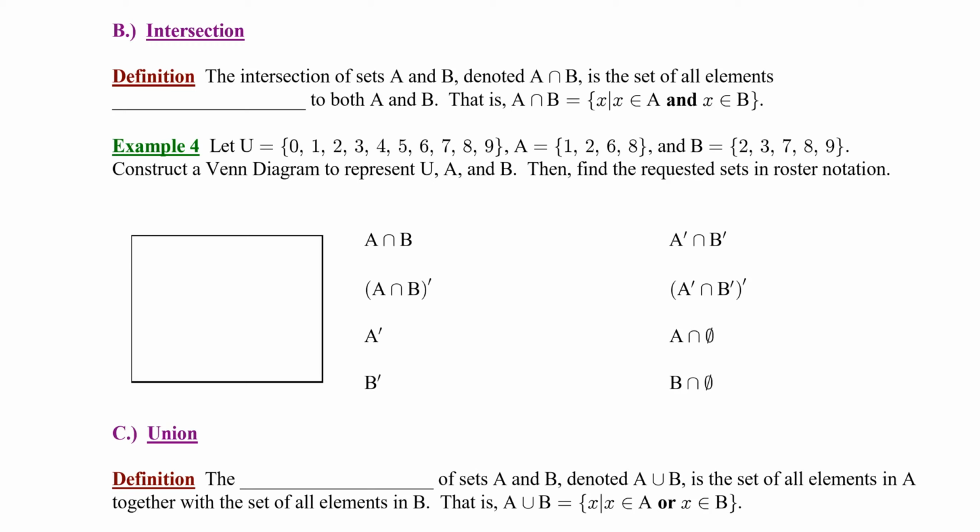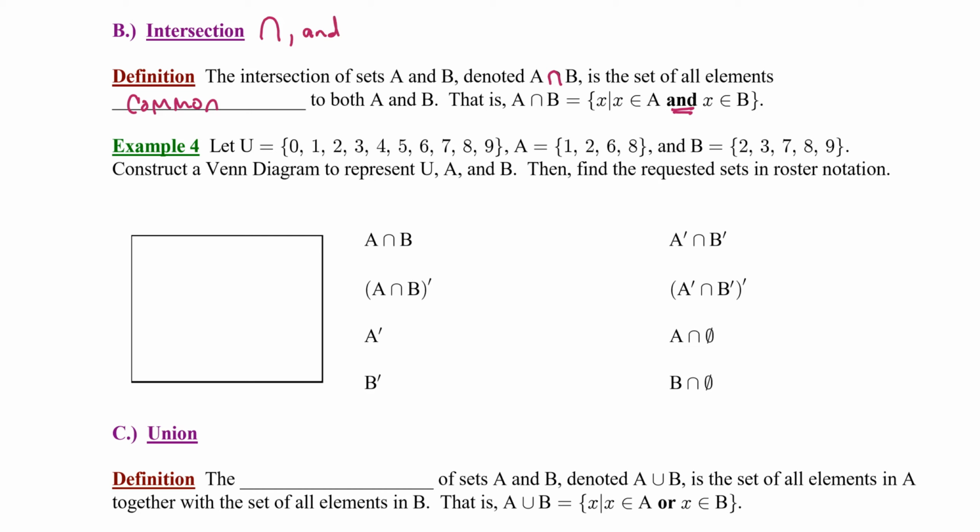Definition. The intersection of sets A and B, denoted A ∩ B, we read it A intersect B, is the set of all elements common to both A and B. Now, if we want to get technical, we can say that A intersect B equals the set of all x such that x is an element of A and x is an element of B. So make a note that intersection, which is represented with what looks like an upside down U, represents intersection, and it goes with the word and.